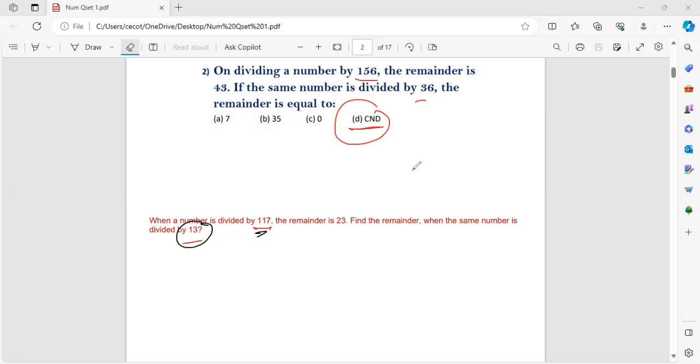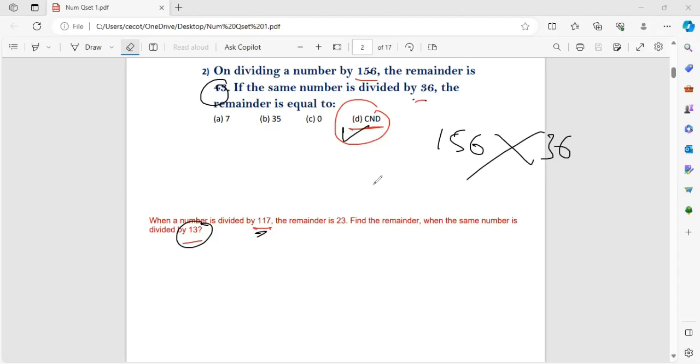Clear? So if these two are related to each other, the shortcut is to take the remainder, divide by the divisor and find the answer. 43 by 36 would have given you the answer as 7. But here, 156 and 36 are not related. So the answer will be yes, cannot be determined.